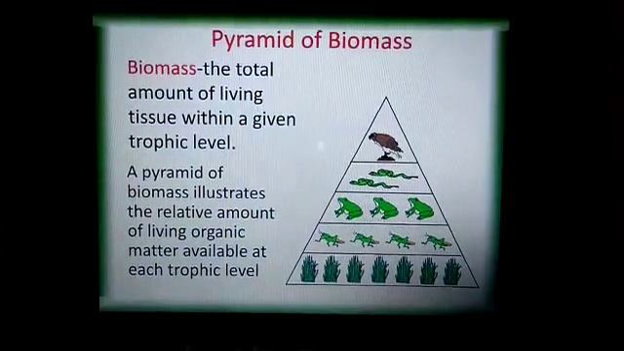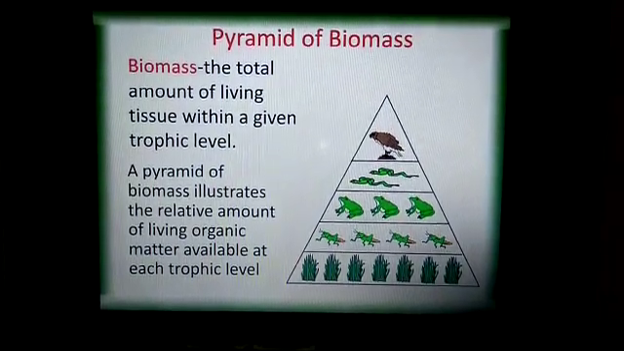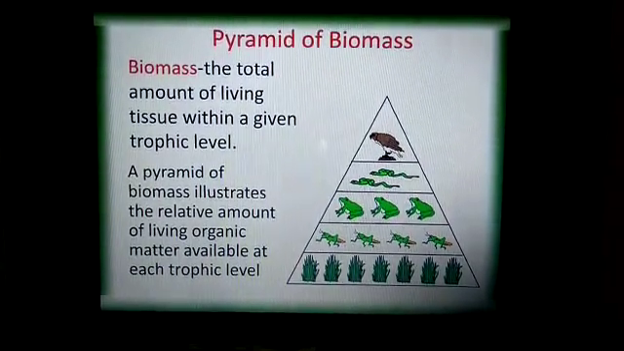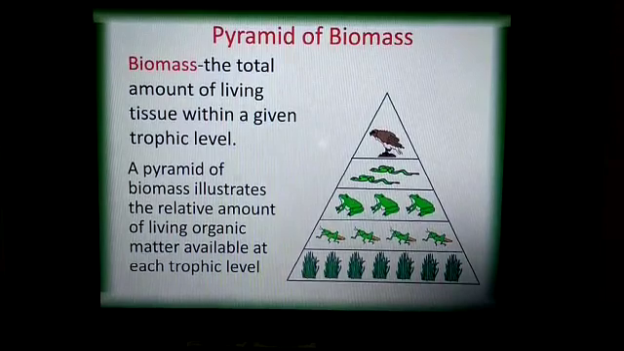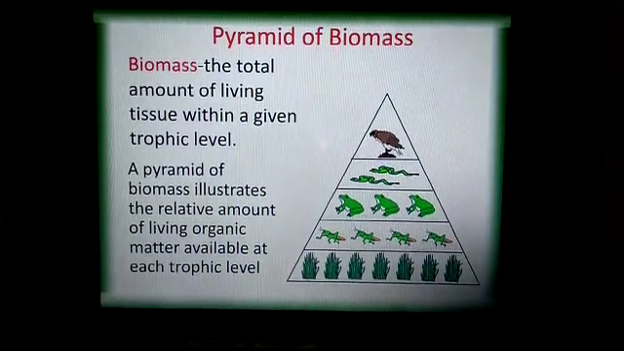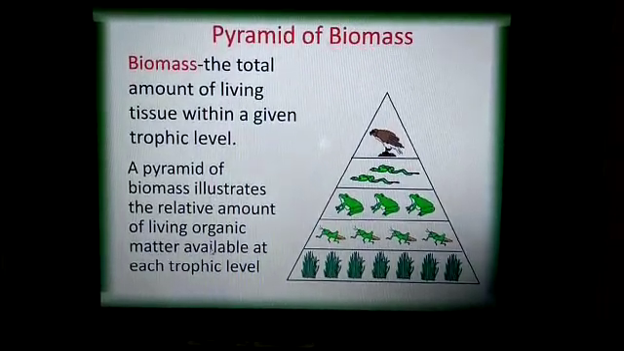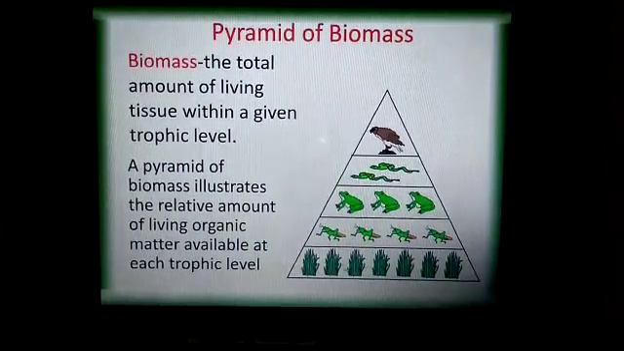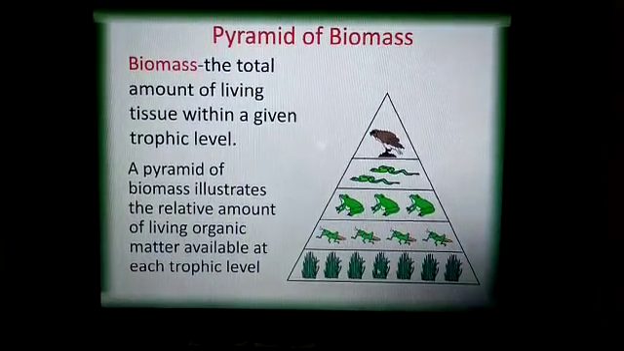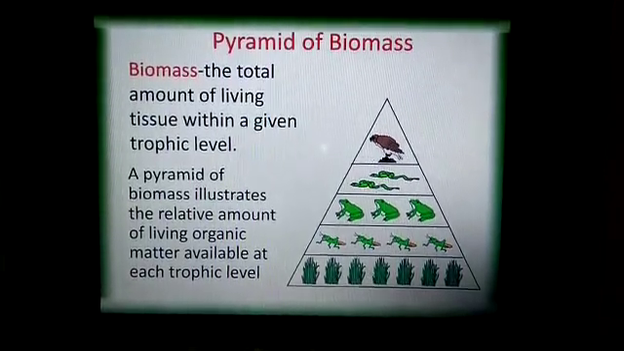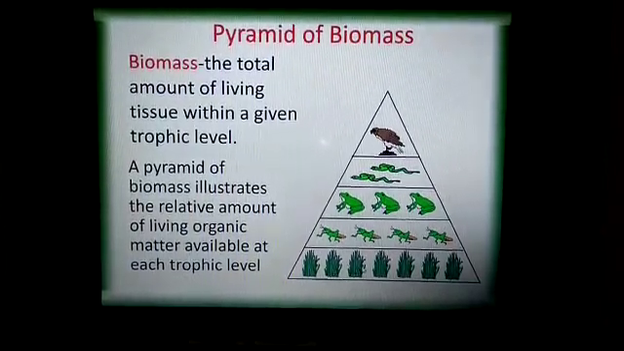The next is the pyramid of biomass. Biomass is the total amount of living tissue within a given trophic level. A pyramid of biomass illustrates the relative amount of living organic matter available at each trophic level. It means this pyramid tells us about the total mass of organisms at a specific trophic level. If we talk about this example, just see the first level, that of the producer, that is plants.